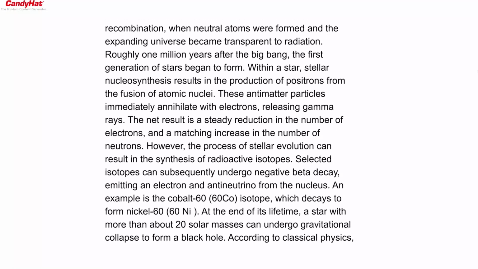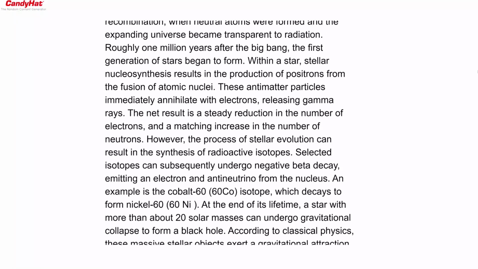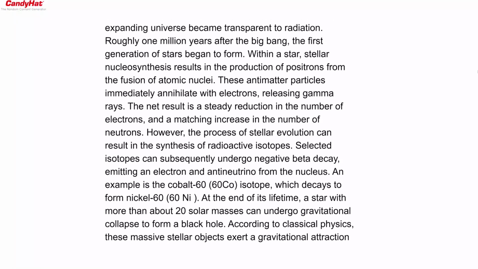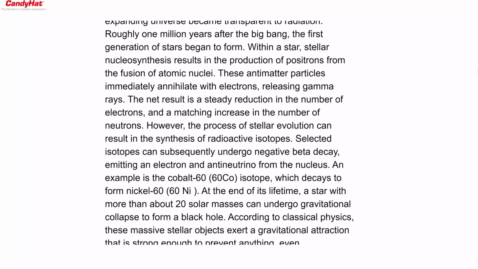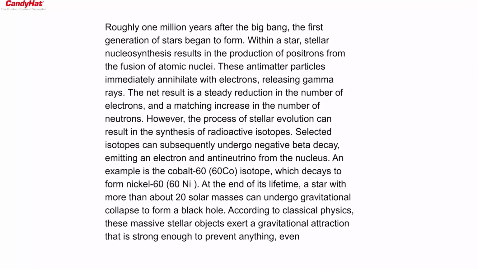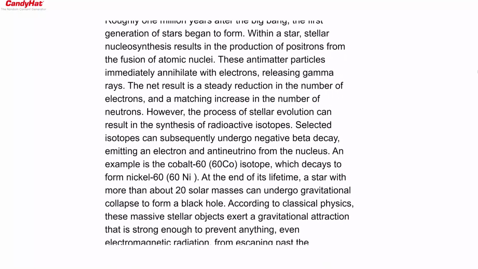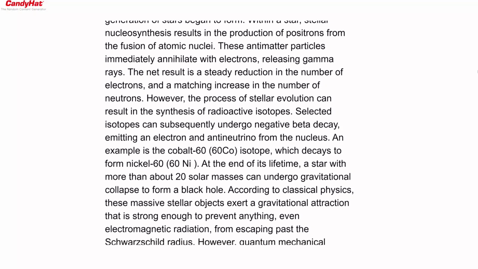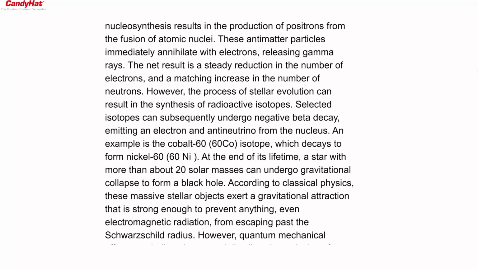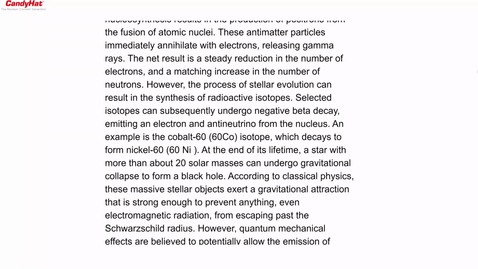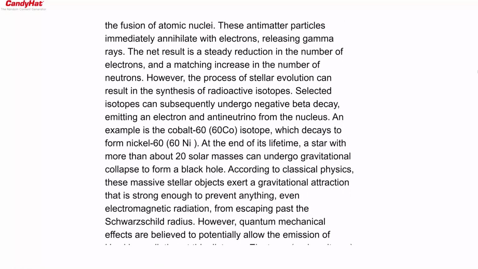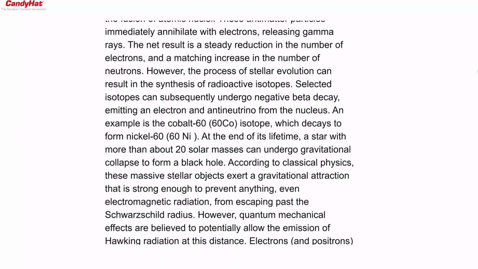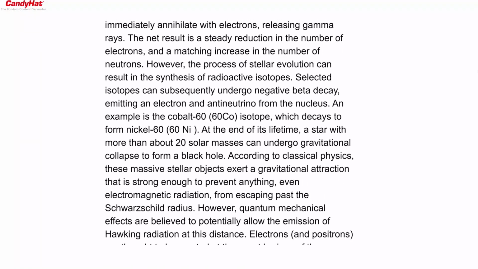Within a star, stellar nucleosynthesis results in the production of positrons from the fusion of atomic nuclei. These antimatter particles immediately annihilate with electrons, releasing gamma rays. The net result is a steady reduction in the number of electrons, and a matching increase in the number of neutrons. However, the process of stellar evolution can result in the synthesis of radioactive isotopes.